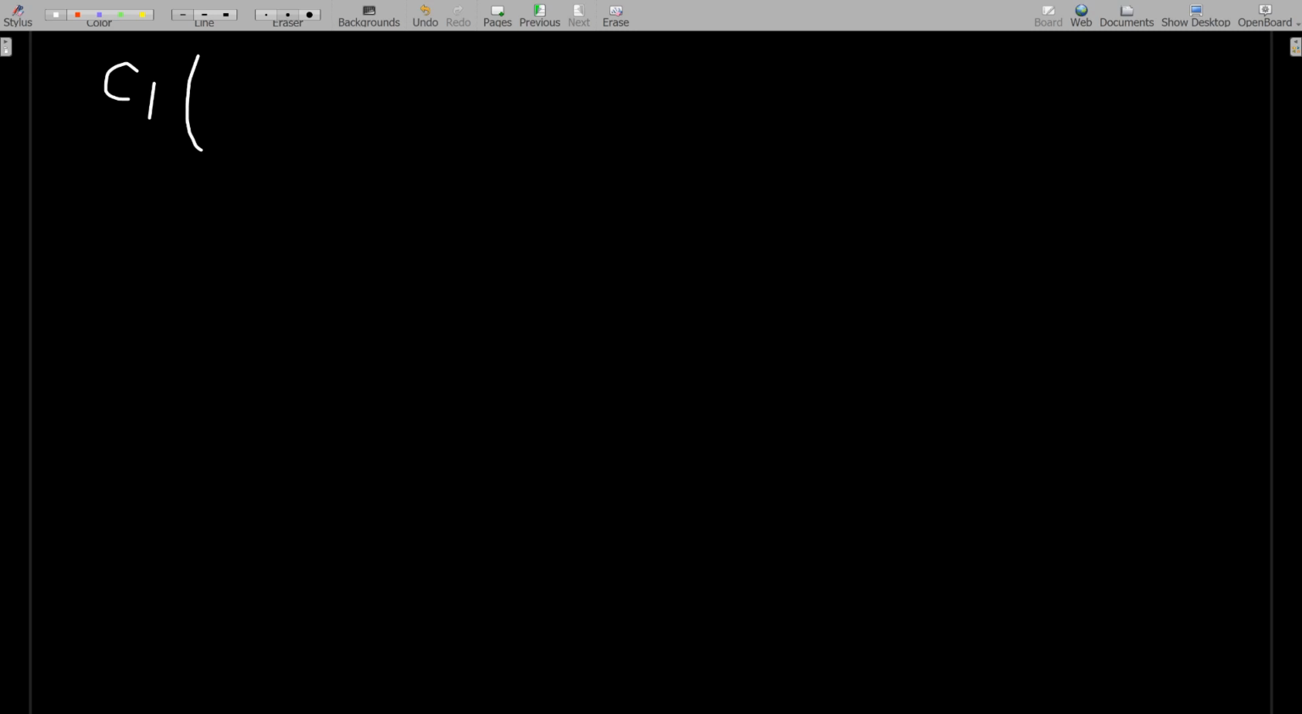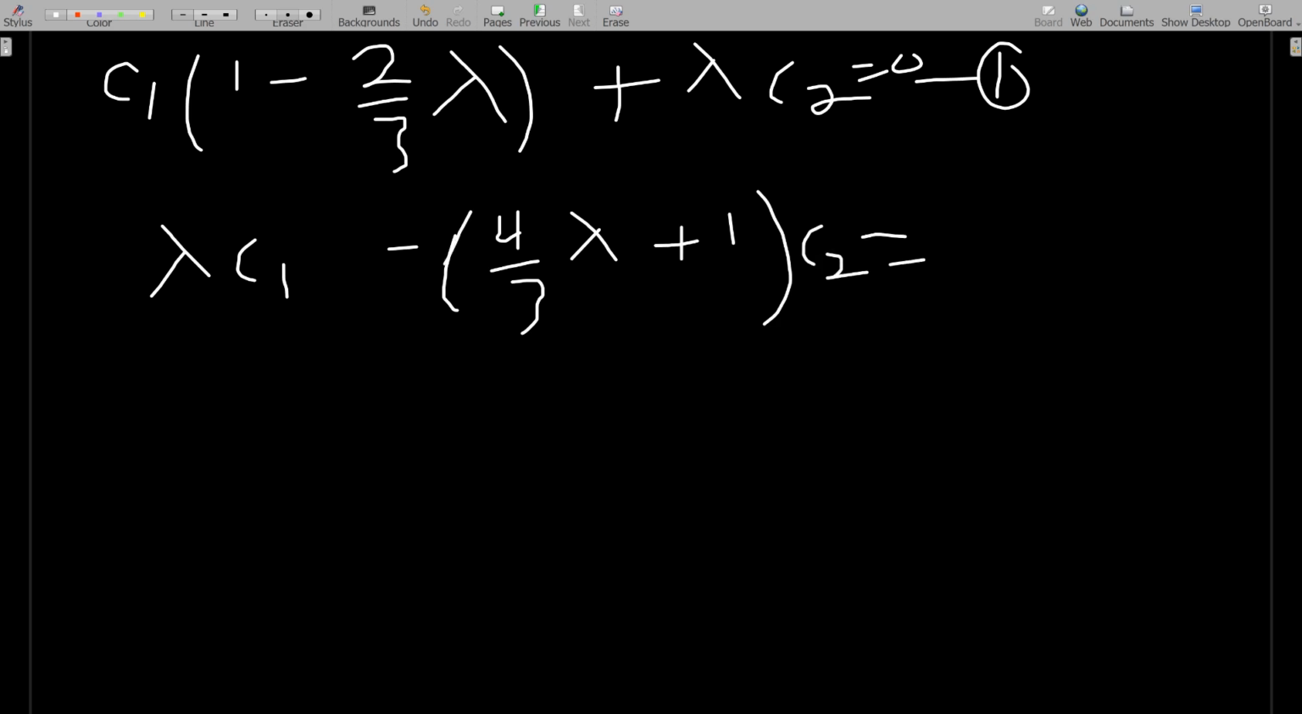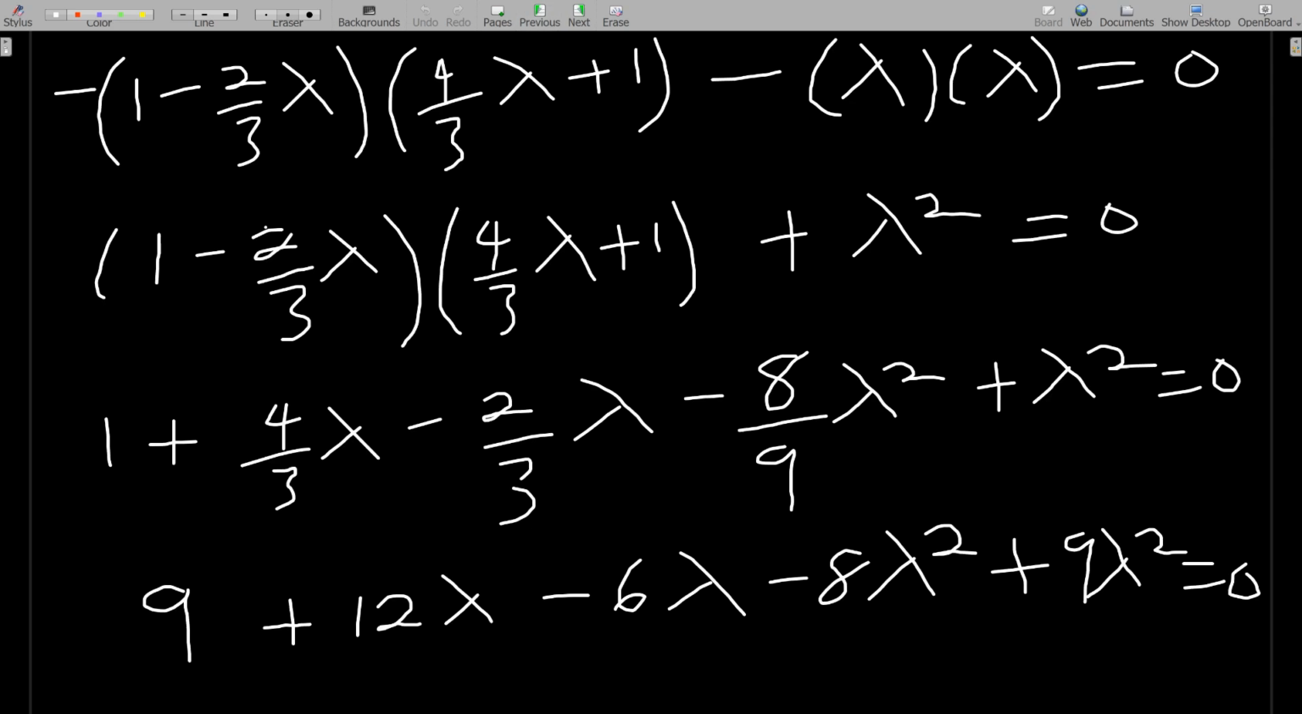I have c1 times (1 minus 2 over 3 lambda), plus lambda c2, to be equation 1 equals 0. Sorry. And I have the second equation to be lambda c1 minus, is it minus? Yes, minus, or let me go and check, (4 over 3 lambda plus 1) or something like that. This is what I have. c2 is equal to 0. So you can go ahead and check it.